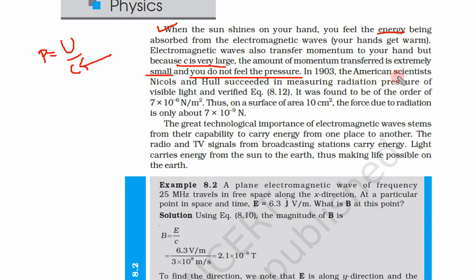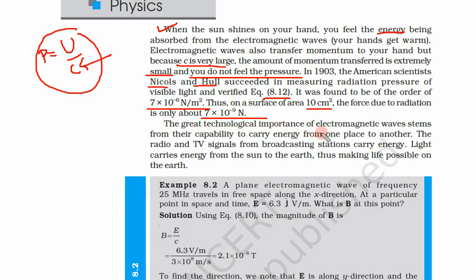In 1903, the American scientists Nichols and Hull succeeded in measuring the radiation pressure of visible light and verified equation 8.12. So they verified experimentally that there is radiation pressure and that this formula is correct. It was found to be of the order of 7 × 10^-6 newton per meter squared. So this is a very low pressure. Thus on a surface of 10 centimeter squared, about the size of your hand, the force due to radiation is only 7 × 10^-9 newton, which is very small.